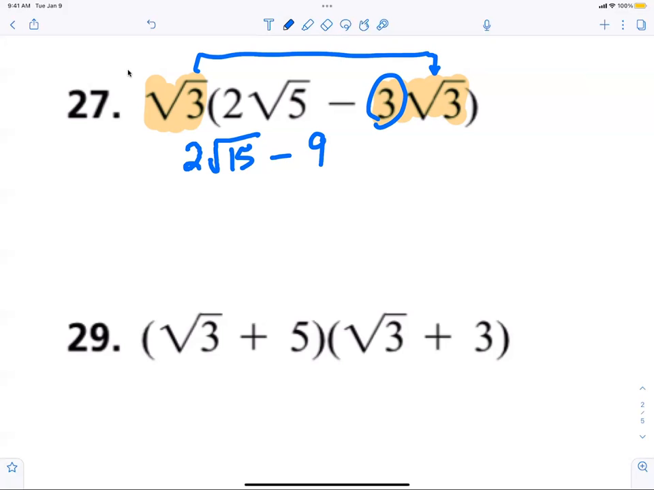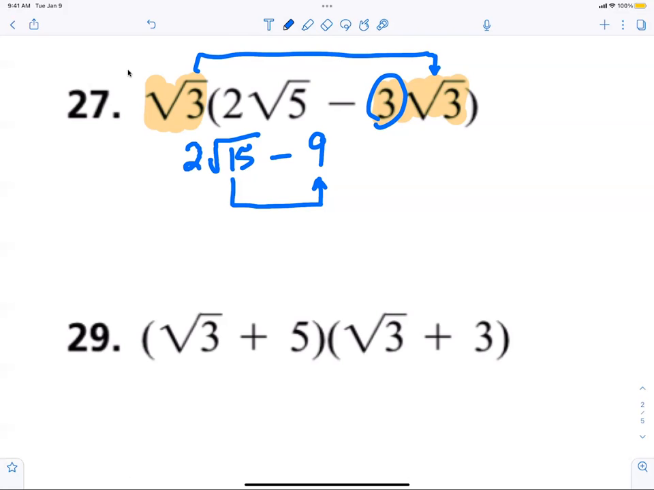And now it's 2 radical 15 minus 9, because I can't combine a radical and a number. What I really should be saying is I can't combine an irrational number with a rational number. 9 is considered rational. Radical 15 is considered irrational. Irrational just means it can't be written as a fraction.